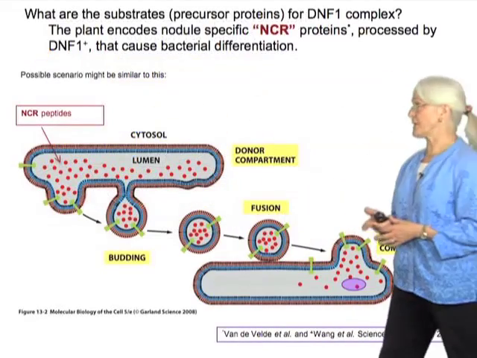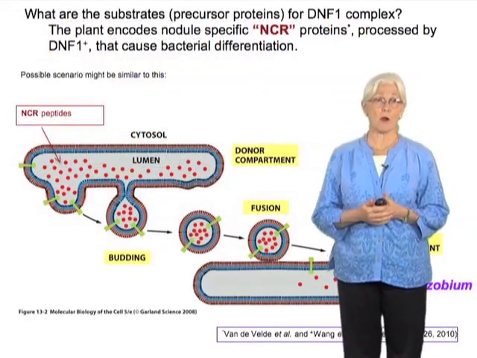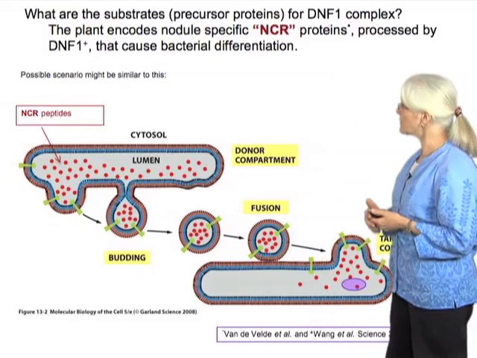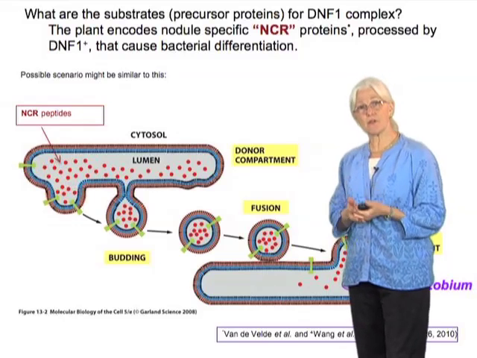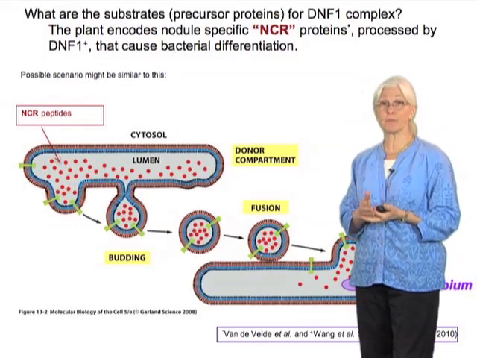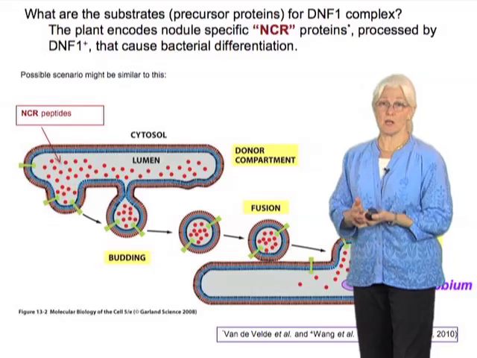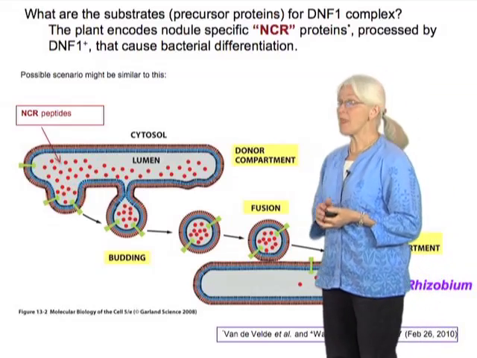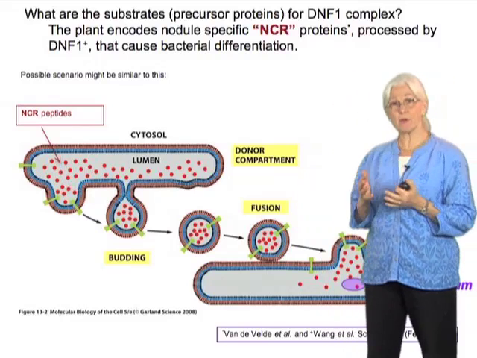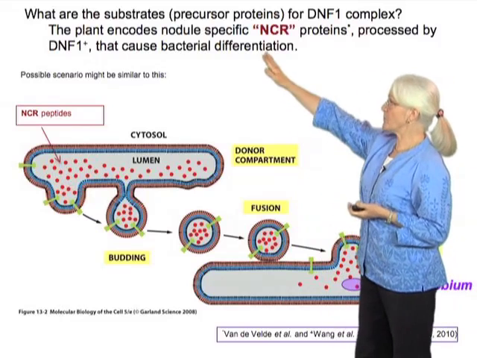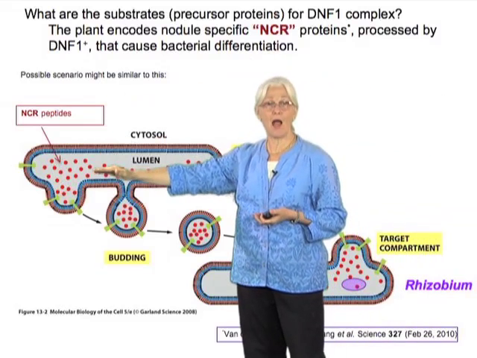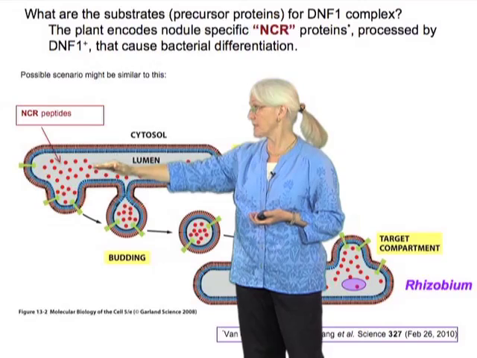So what are the substrates? And here our work was able to intersect with the work of Eva Kondorosi and Peter Mergaert and their colleagues. They had discovered a family of nodule-specific plant proteins that they called NCR, nodule-specific cysteine-rich proteins. Using our mutant, they have been able to show that these NCR proteins are actually processed by our DNF1 signal peptidase.